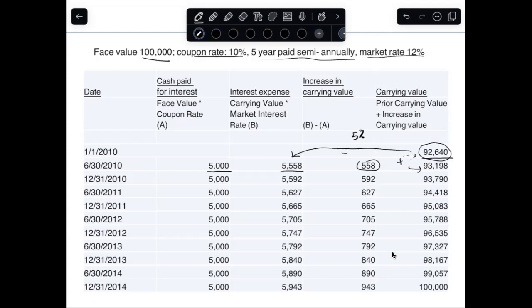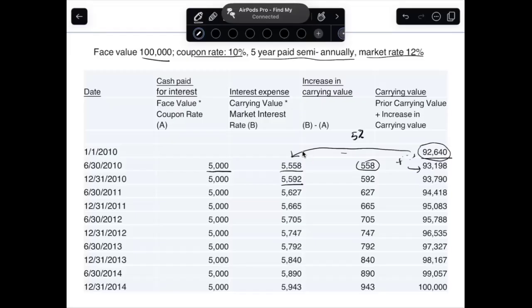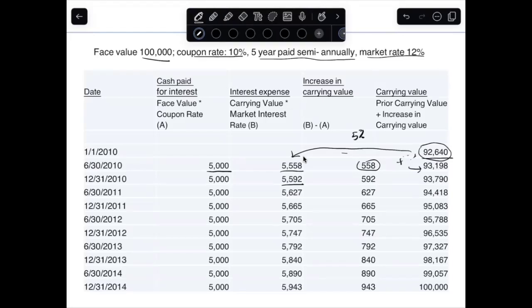93,198. And for the next period, we'll do the same. So 93,198 times the 5% will equal to this number. That's the real interest generated for that much money, and the difference should be added back to the carrying value.